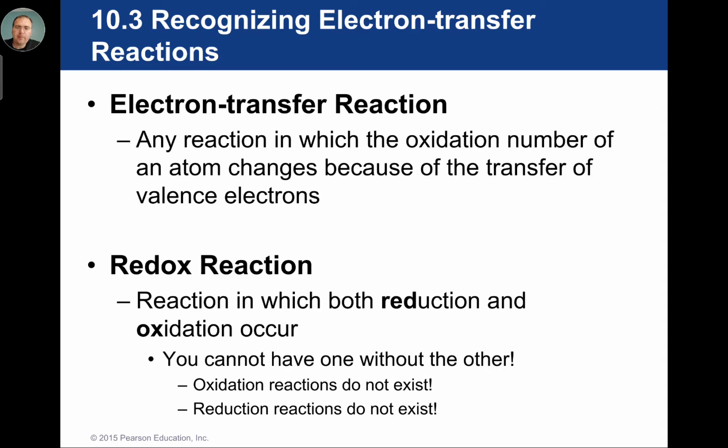It's important to know that you can't have one without the other. So you can't have a loss of electrons ever if there's not somebody to gain them. So there is no such thing as an oxidation reaction. There is no such thing as a reduction reaction. You have to have redox, so reduction and oxidation at the same time, in order for a chemical reaction to take place.